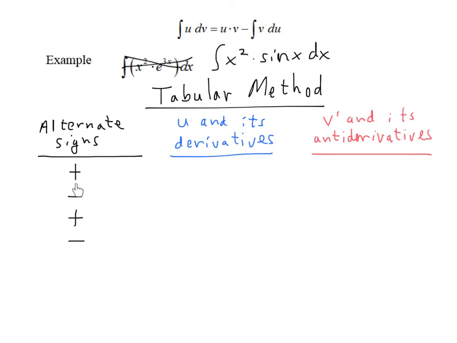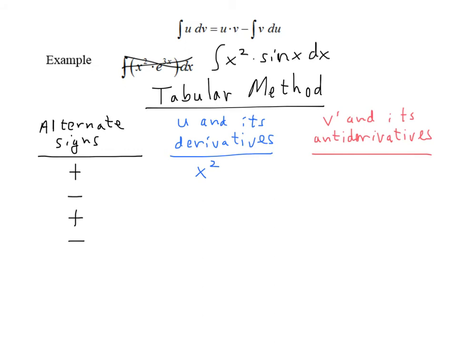So, you always start with a positive. You go positive, minus, all right? And then in the middle column, you're going to have u and its derivatives. So we decided that u was going to be x squared. That was a wise choice, and now we're going to take its derivatives.